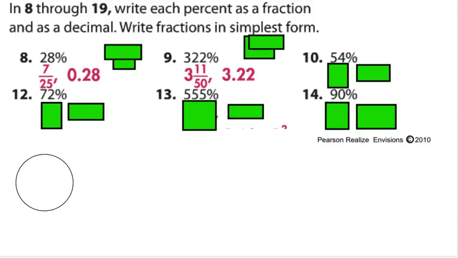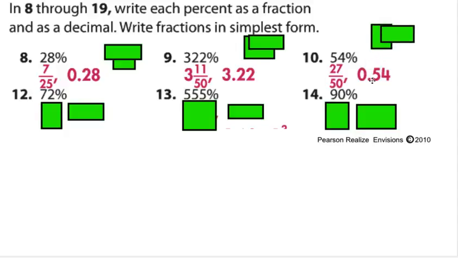Okay, let's take a look at number 10 and see how you did. Okay, 54% as a fraction would be 27/50. As a decimal, it would be 54/100. And this is how they solved this problem.